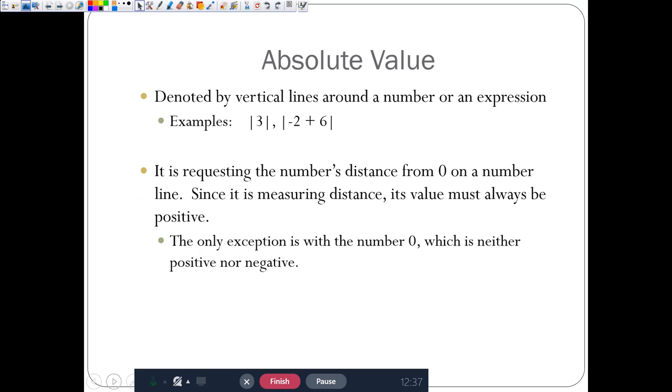Absolute values, denoted by vertical lines around a number or expression. Examples. It is requesting the number's distance from 0 on a number line. Since this means measuring distance, its values must always be positive. The only exception is with the number 0, which is neither positive nor negative. So if we have an absolute value, the inside is always positive. Unless it's a 0, then it's just 0.